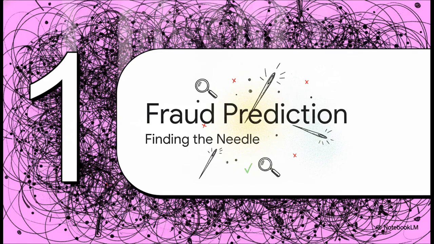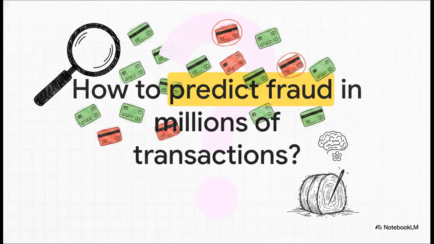Section 1. The Fraud Prediction Problem. Finding the needle in the data. The primary business goal for financial companies is pretty clear-cut. Develop a predictive classifier model that accurately spots credit card fraud in real time or even in batch predictions to protect their bottom line. But here's the massive challenge. How do you predict fraud from millions of perfectly normal, everyday transactions? It is quite literally the ultimate needle in a haystack scenario.